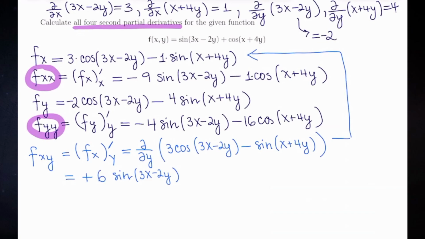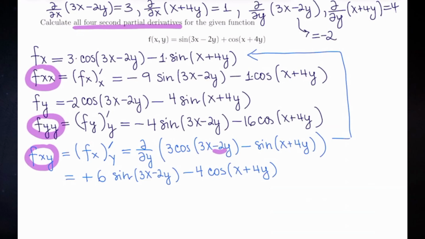Let me highlight where that negative 2 comes from, right here: the derivative of the inside with respect to y. So 6 sine of 3x minus 2y, that's our first term. The derivative of sine is cosine, so that goes here, of x plus 4y, and the derivative of this argument with respect to y is 4. So this is what we get for f sub xy.